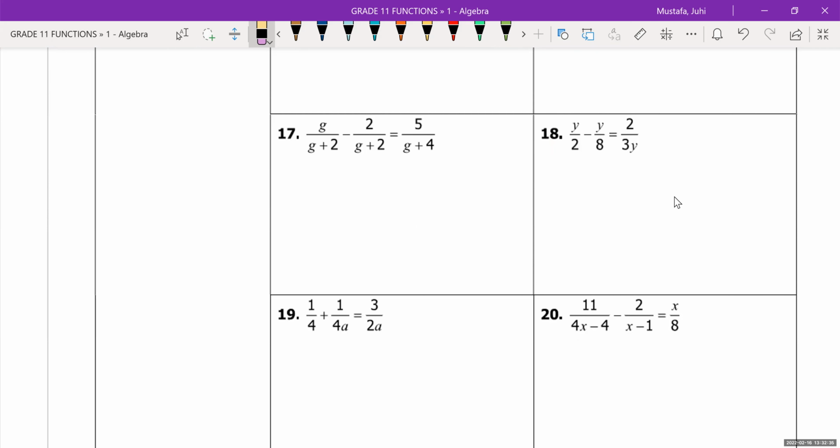So to find a common denominator will be pretty straightforward. We just need to multiply the y over 2 by 4 to get that common denominator of 8. So let's do that. We're going to basically multiply this by 4 and multiply this by 4. And we're going to get 4y over 8 minus y over 8 is equal to 2 over 3y. Common denominator, so we can add the numerators. 4y minus y is just going to give us 3y over 8 is equal to 2 over 3y.